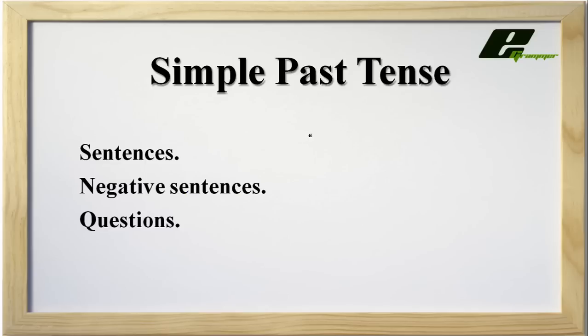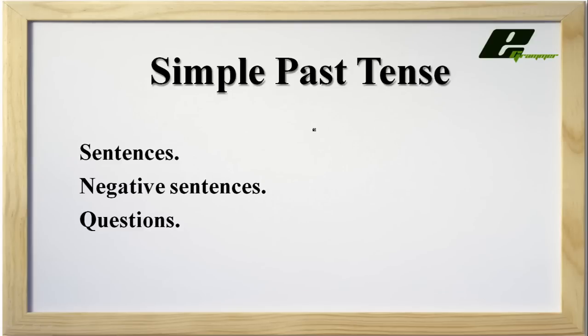Now a question comes in our mind, when do we use this simple past tense? Listen, we use simple past tense to talk about things that had happened in the past at a specific time. For that purpose, we use simple past tense.